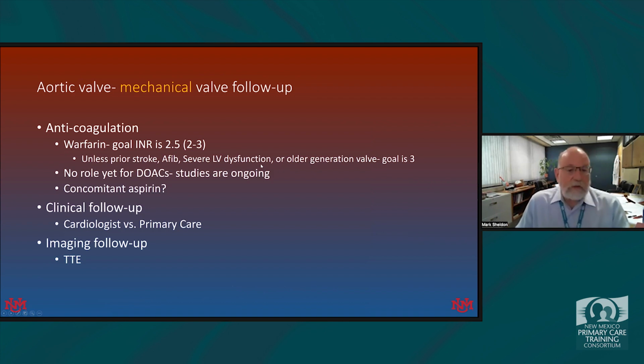Follow-up for mechanical aortic valve patients. You're looking for a goal INR of 2.5. There's still no role for any DOACs. We obviously like to be able to use that, but at this point, there's no data to support it at all. And concomitant aspirin, if they do have coronary artery disease along with that, it is a class 2 recommendation for that.